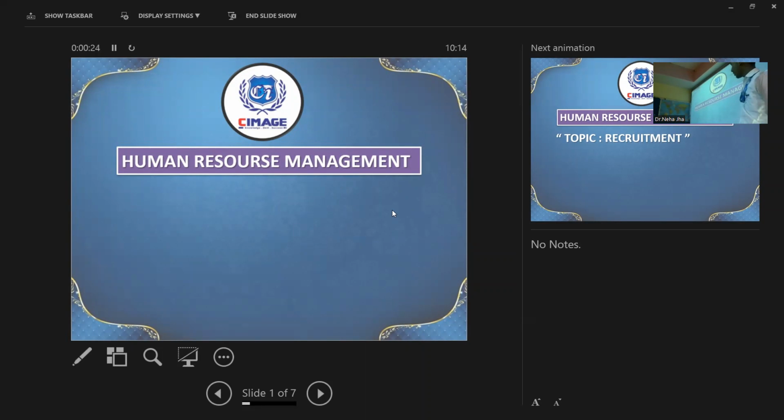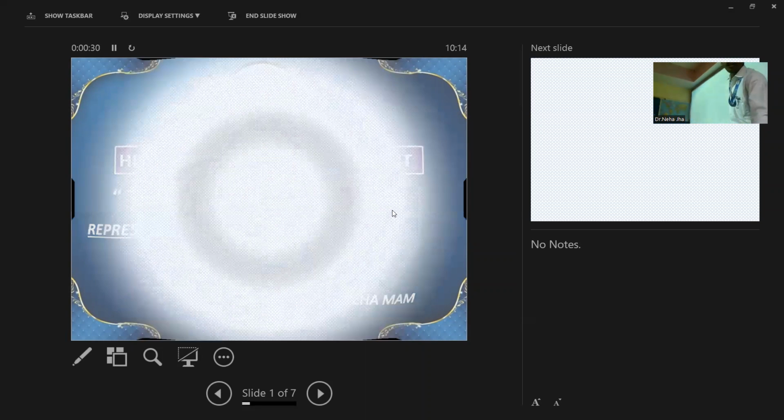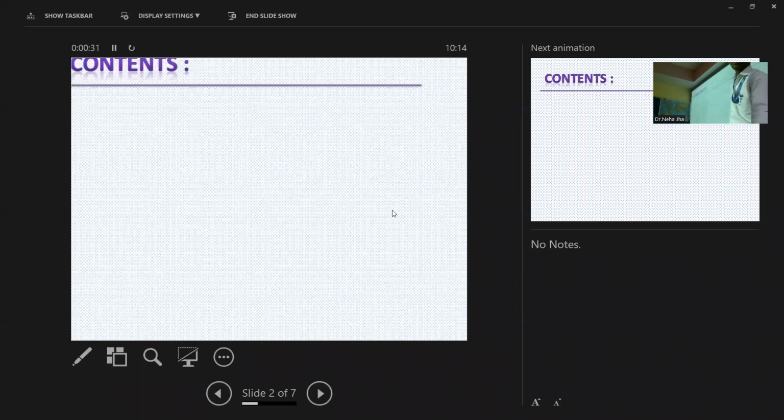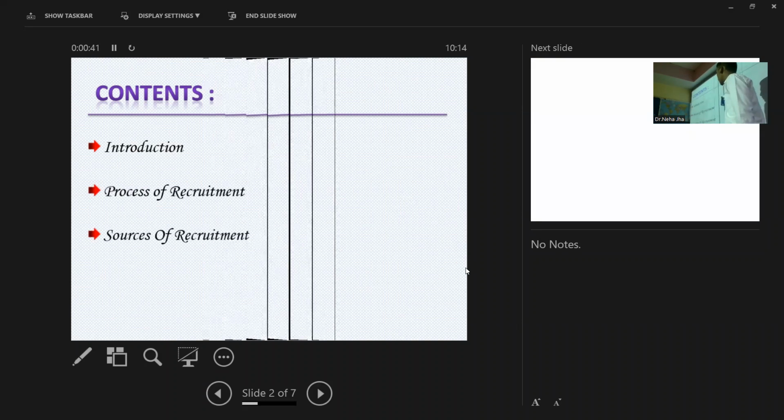And now I am here to discuss the topic of recruitment. Now we can see the contents. First is the introduction, second is the process of recruitment, and third is sources of recruitment.